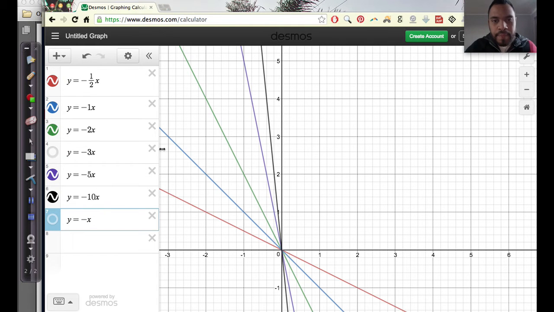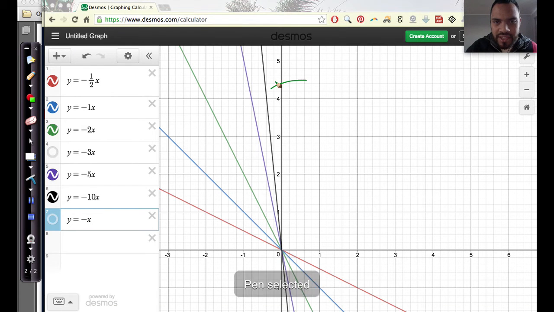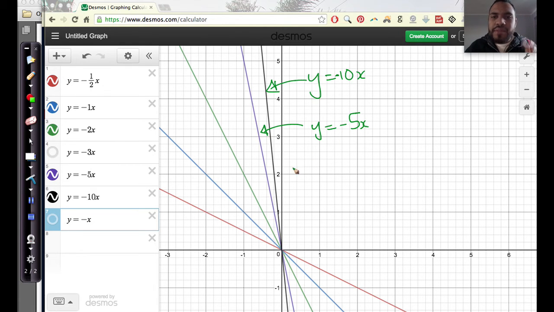Now, guys, you can see it's got exactly the same steepness, because this graph over here was the graph of y equals 10x, right? But in this case, it's no longer 10x, it's now negative 10x, right? This graph over here was the one for negative 5x. Okay, now what can you tell me about the negative?